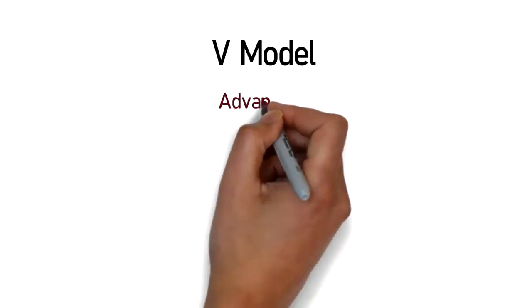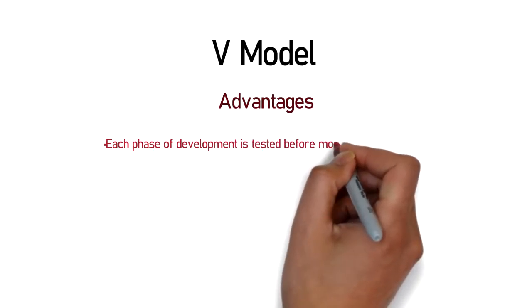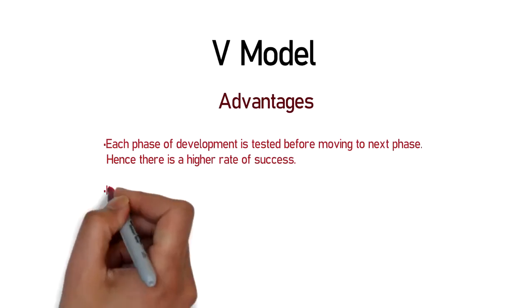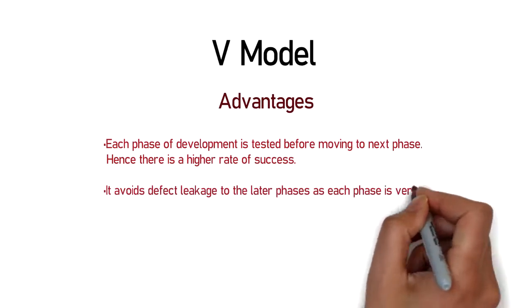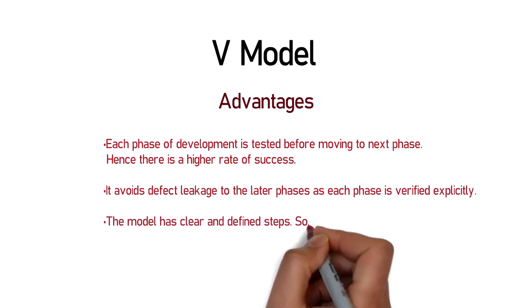Advantages of V model. Each phase of development is tested before moving to the next phase. Hence, there is a higher rate of success. It avoids defect leakage to the later phases as each phase is verified explicitly. The model has clear and defined steps, so it is easier to implement.